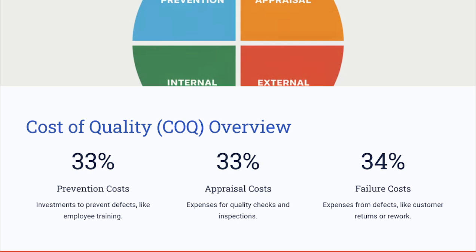Let's take an example. In a manufacturing project, the prevention costs might include employee training, and the failure costs, on the other hand, could arise from customer returns or warranty claims. By investing in prevention and appraisal, organizations can significantly reduce the overall quality-related cost and enhance customer satisfaction.